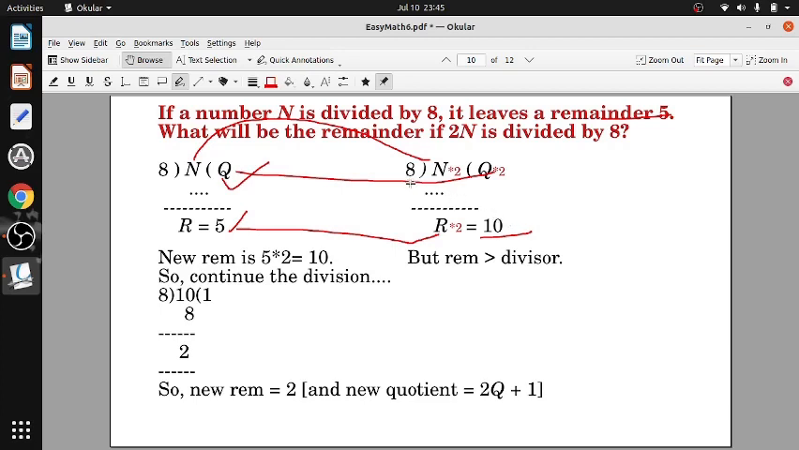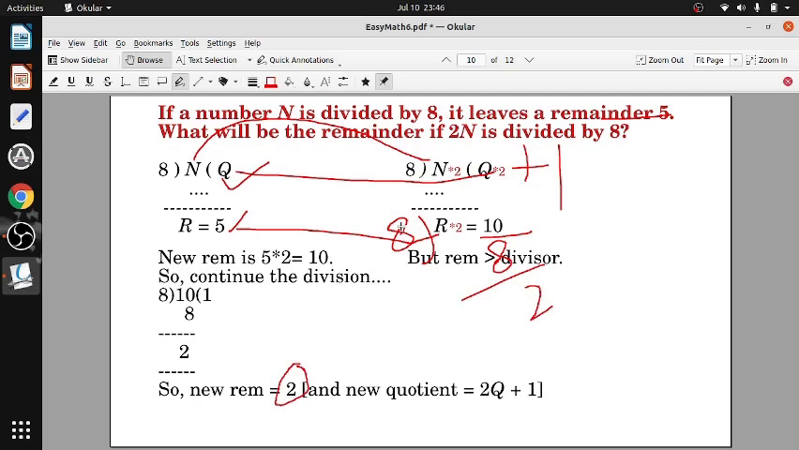If the divisor is 8, what are the remainders? 0, 1, 2, 3, 4, 5, 6, 7. 8 नहीं होगा, 9 नहीं होगा, 10 नहीं होगा. So what do you do? You continue the division. Division खत्म नहीं हुआ. 10 है और जाएगा. It will go more number of times. How many more number of times? It will go one more time. 8 into 1 is 8 and the remainder is 2. So 2 is the final remainder.